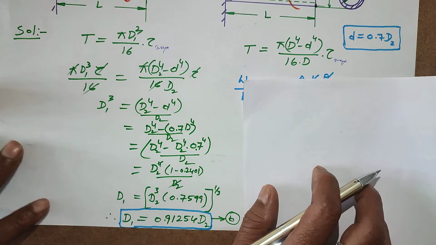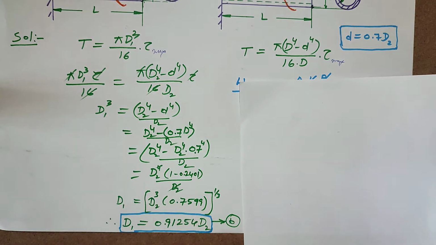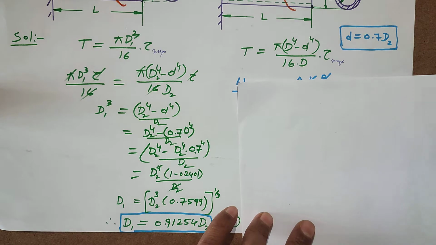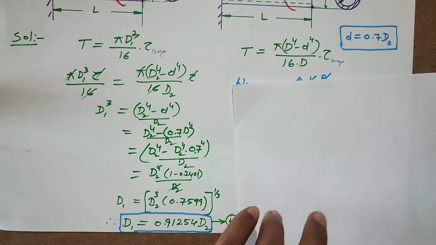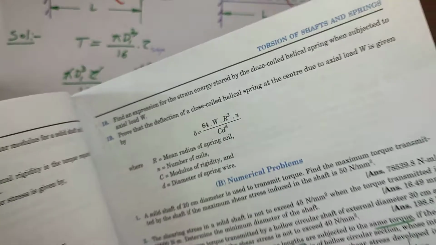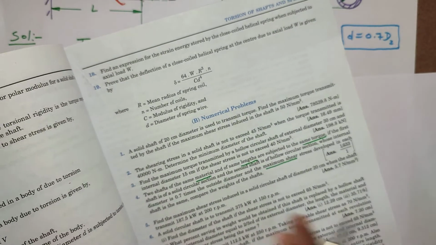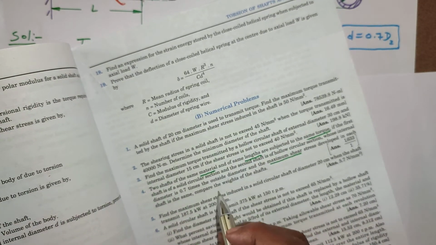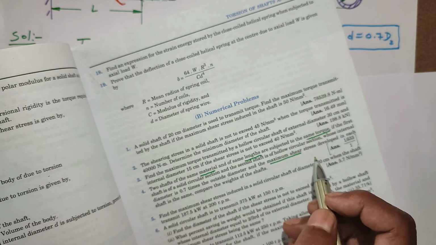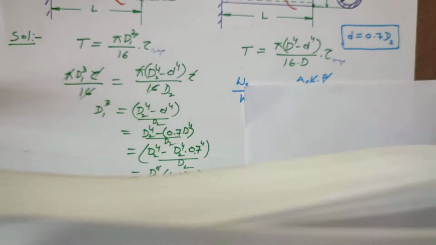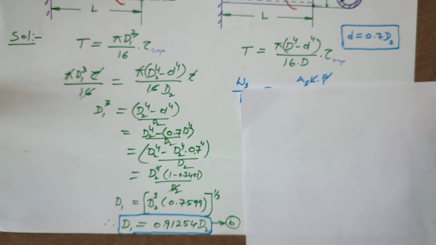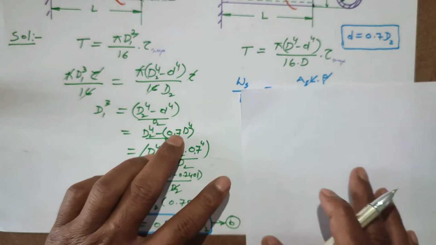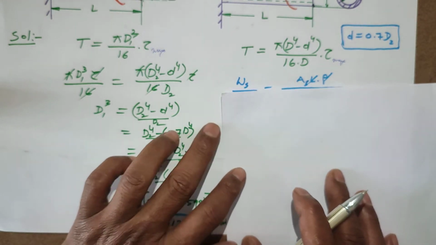So now what we have to do in this problem is compare the weights. Compare means the ratio between the weights of the solid shaft and hollow shaft. So what is the weight of the solid shaft and the hollow shaft? The solid shaft weight is Ws.